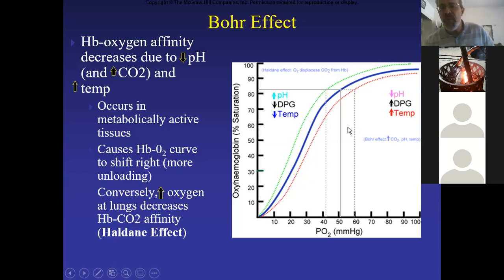And for example, if we were to plot some numbers, say in a normal circumstance, with 50 millimeters of mercury of oxygen, you're at about 80% saturation, right? But at metabolically active tissues, that same amount of oxygen gives only 74, 75%. So there's definitely a decreased affinity.